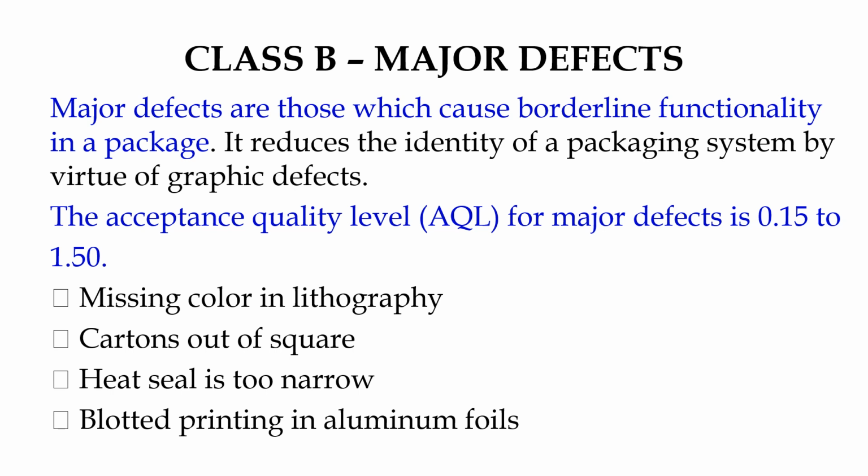Although not able to affect the functionality to the total extent, they are considered into the category of the major defects. The examples of major defects are missing color in lithography, cartons out of square, heat seal is too narrow, or the blotted printing in the aluminium foil.